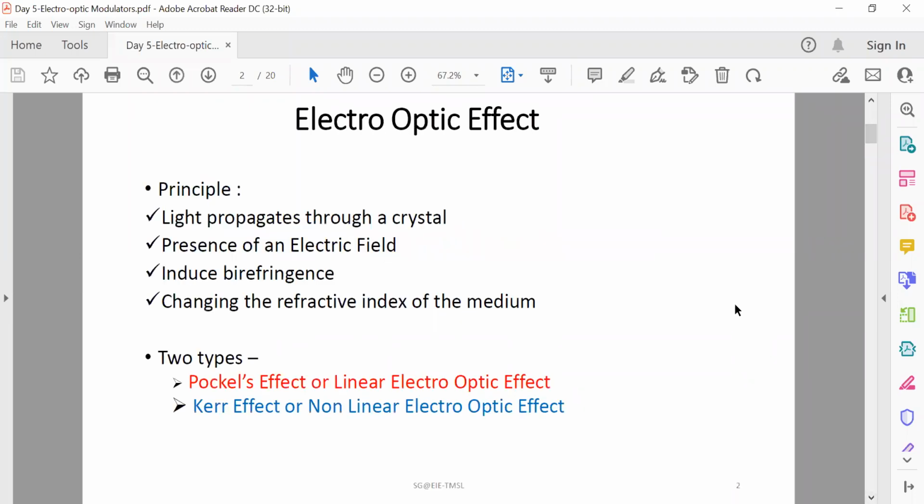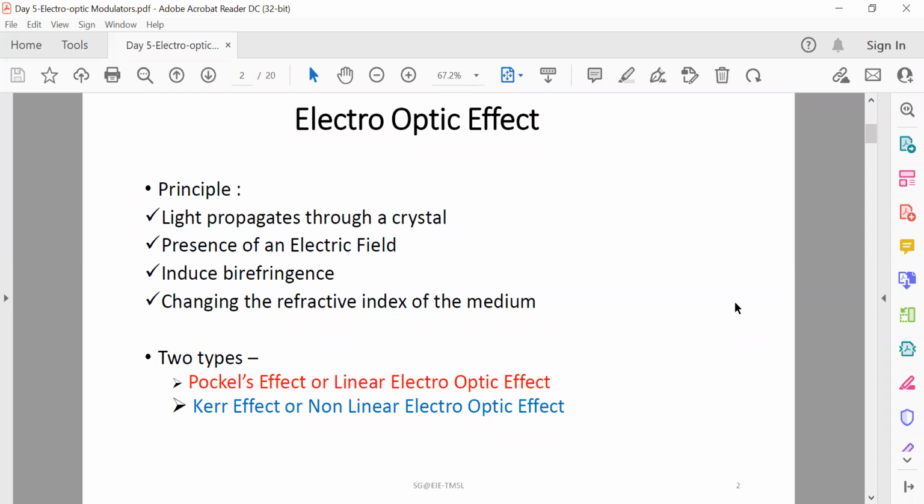Now, what is the electro-optic effect? Basically, the electro-optic effect can be observed when light propagates through a crystal in the presence of an electric field. The electric field applied to the crystal can alter or induce birefringence by changing the refractive index of the medium. And this effect is called the electro-optic effect.